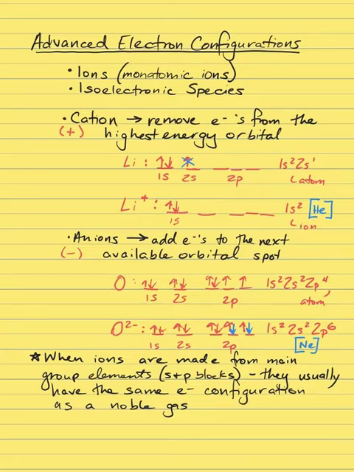The reason this happens is that full subshells are particularly stable. Full subshells are very stable. So that's why atoms gain or lose electrons to be like a noble gas, because they're the ones with the full subshells.